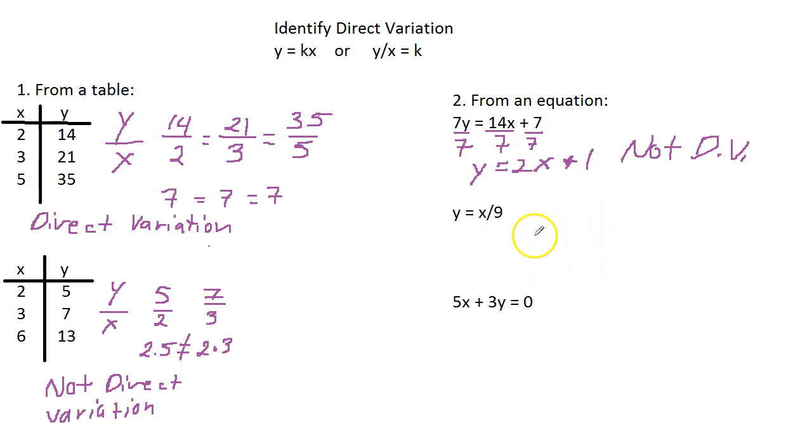Okay, look at this next one. We have y equals x divided by 9. You might say, well, there's no multiplication when it's solved for y. But couldn't I write this in this manner? Y equals 1/9 times x? Yes, because if I were to multiply these out, you have x over the 9. So really, the k is a fraction. Okay? So, yes, this is direct variation.